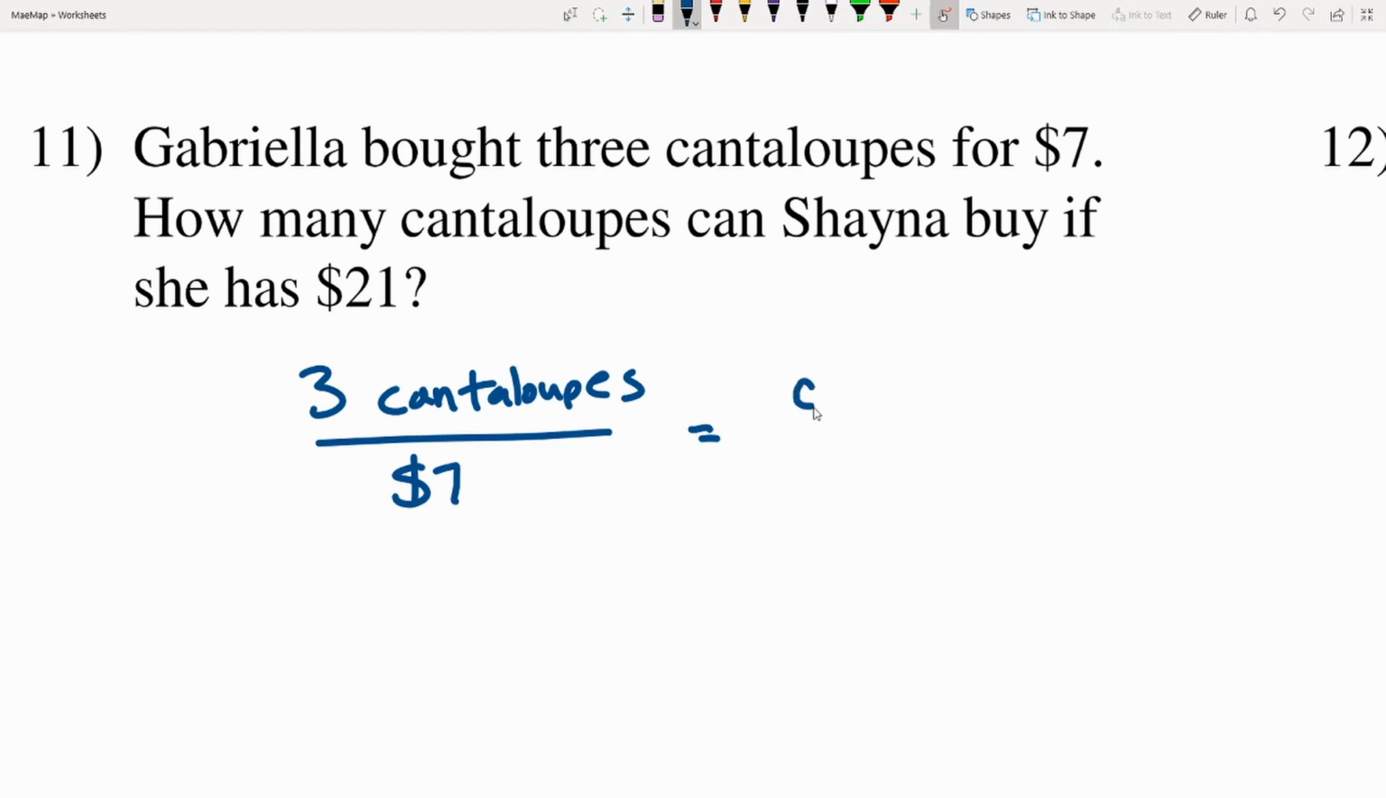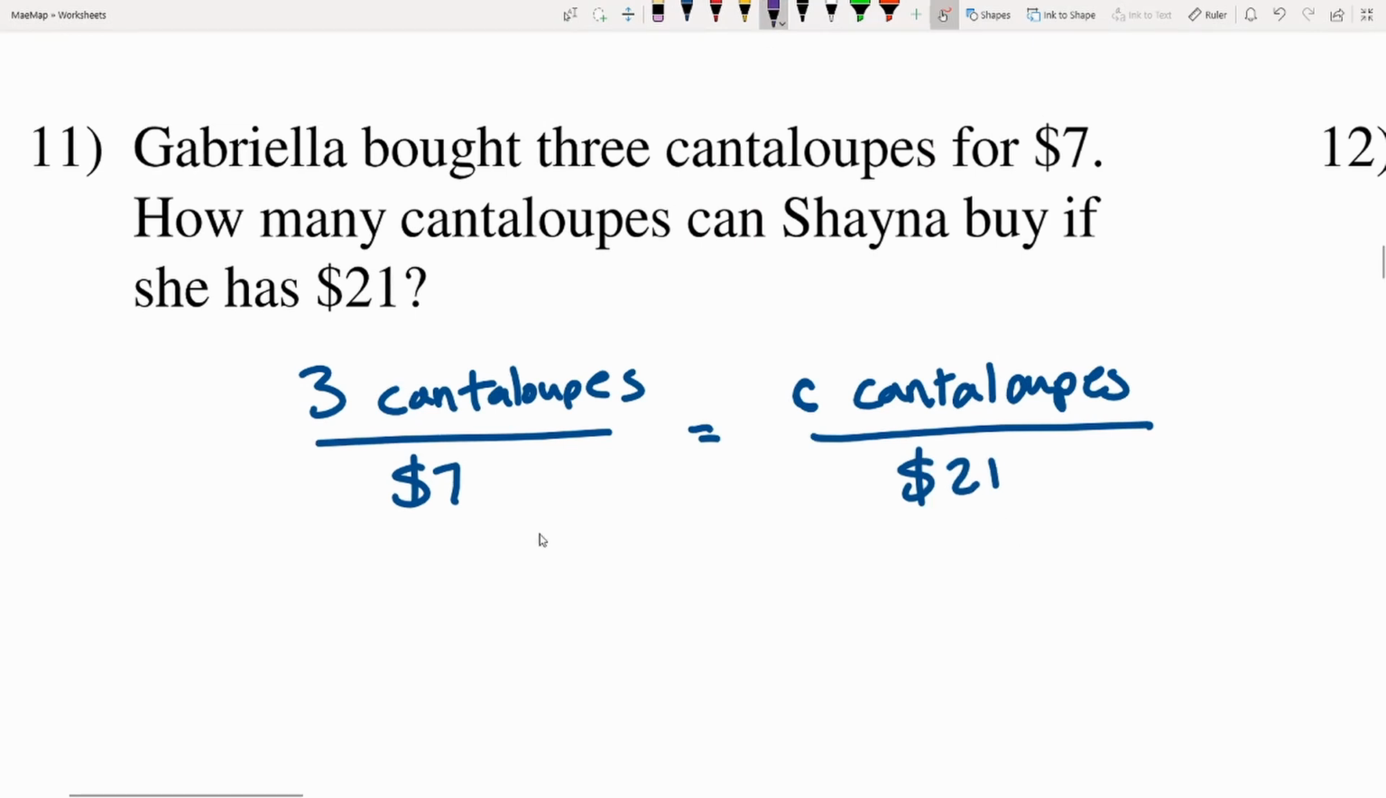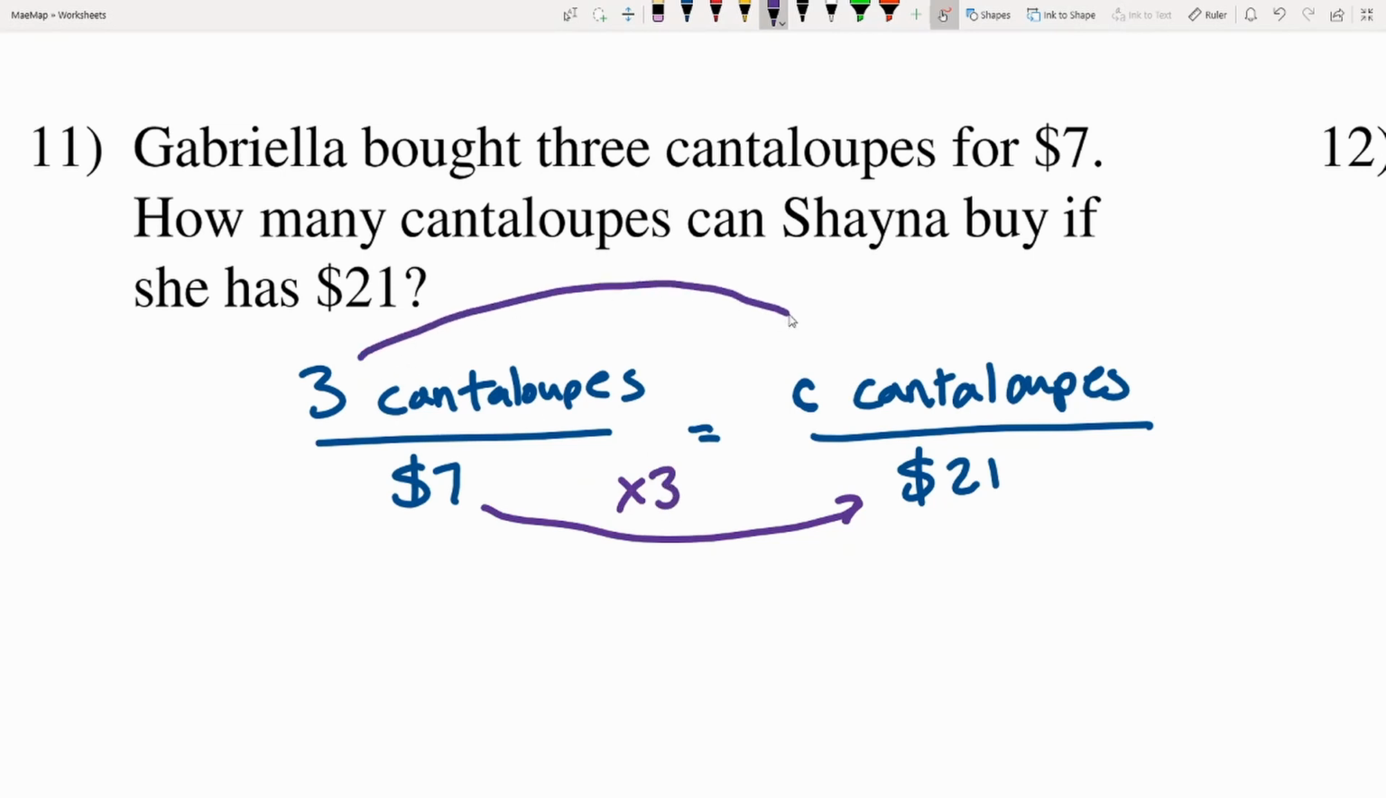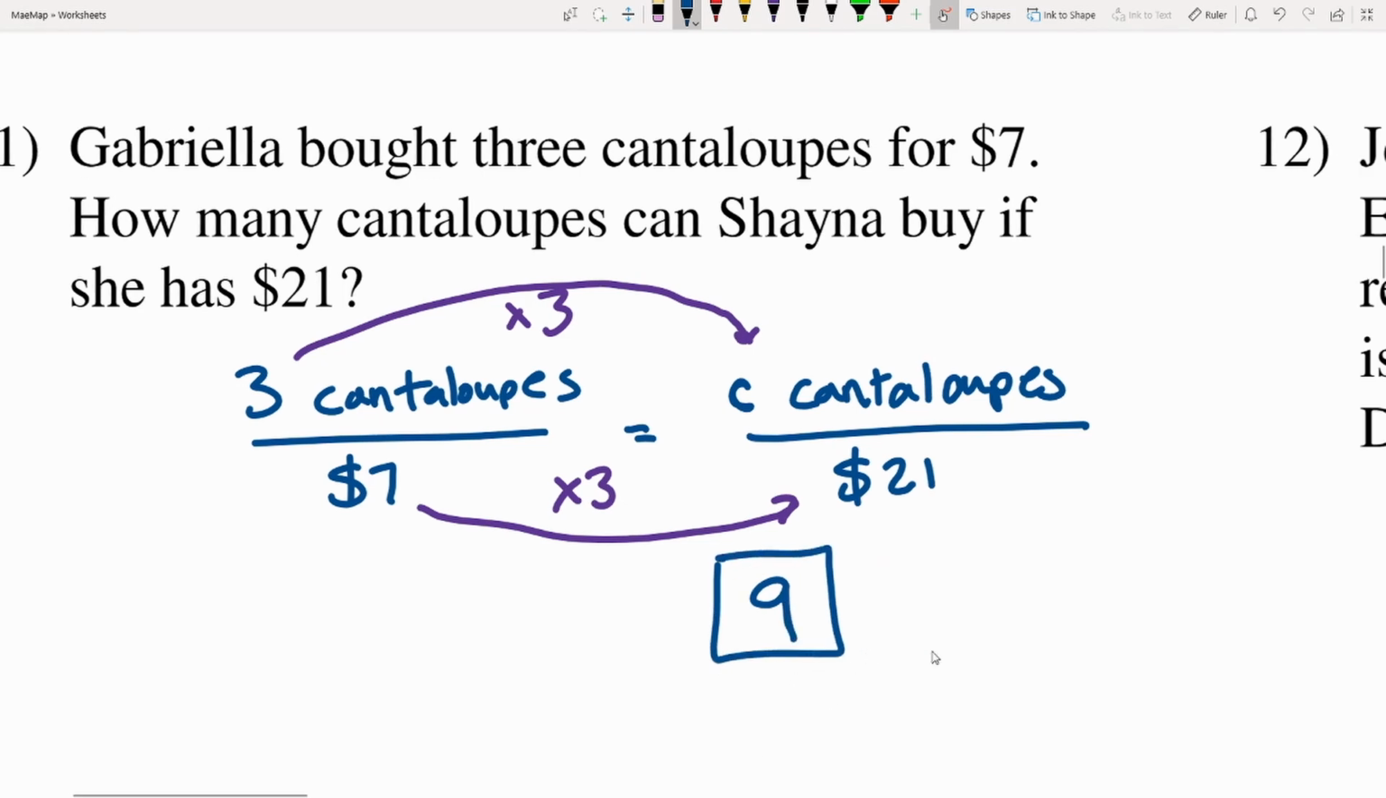So I'm going to say C cantaloupes. So C is our variable. How many cantaloupes can Shayna get if she has $21? How do you go from 7 to 21? That's multiplying by 3. So all we have to do is multiply my numerator by 3 as well to get to C. 3 times 3 is 9. So Shayna can buy 9 cantaloupes if she has $21.